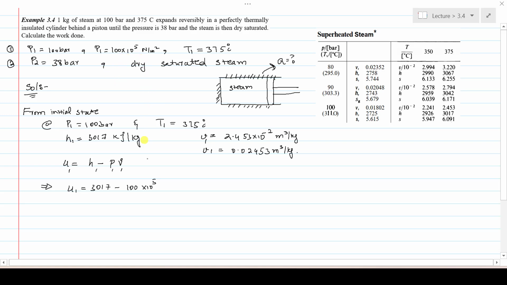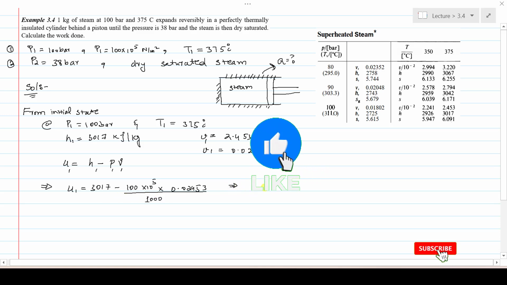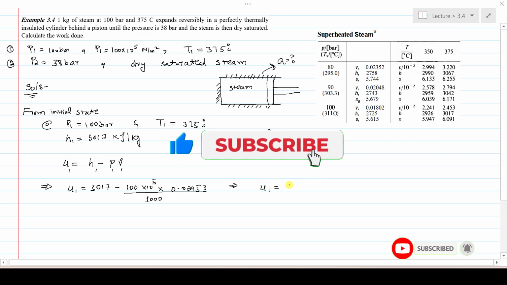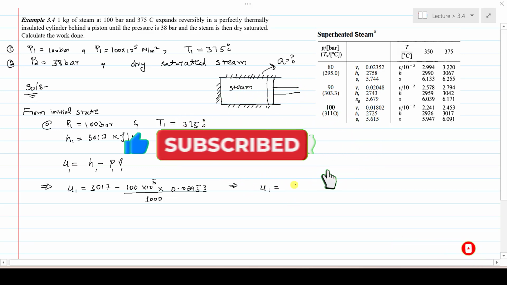As I mentioned here, the specific volume is 0.02453. This term we divide by 1000 because it is in kilo, so we must convert that. After solving this on the calculator, you will get the internal energy at state point 1, that is 2771.7 kilojoule per kg.